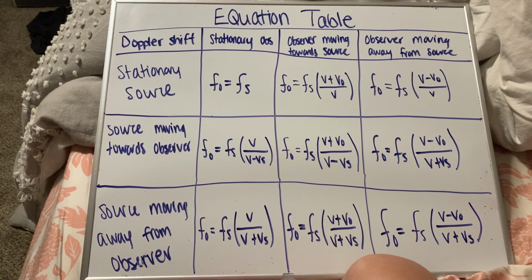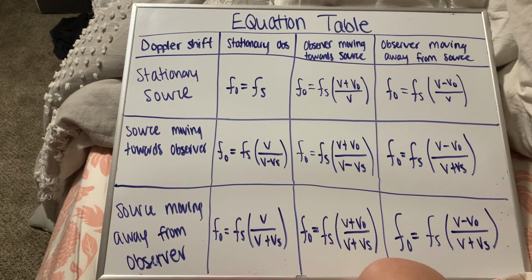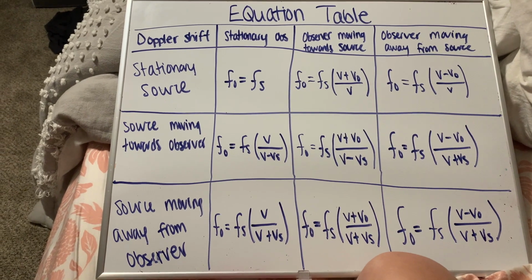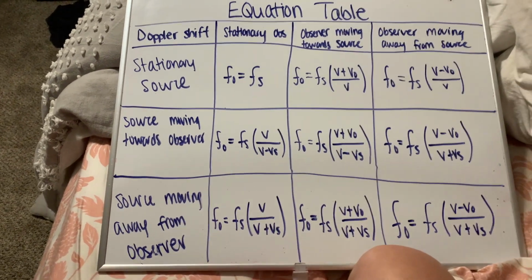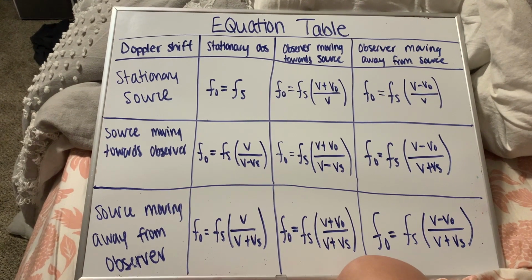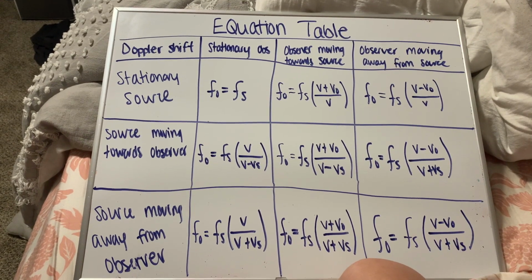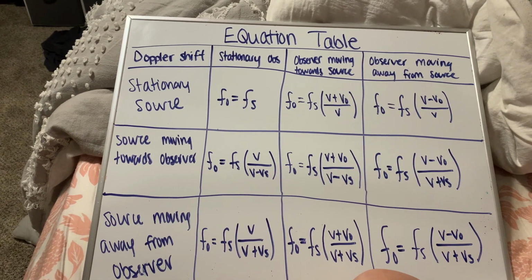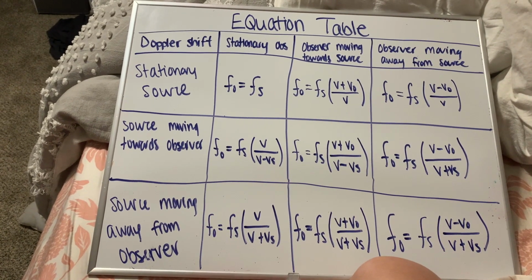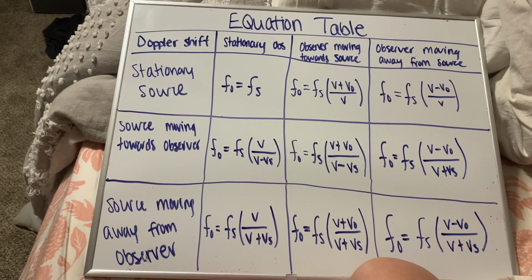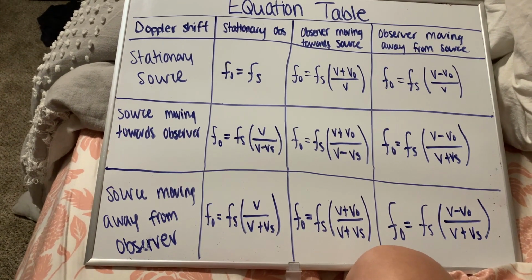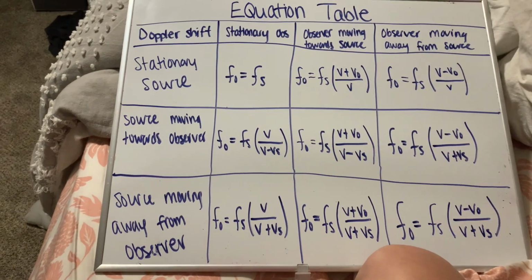Okay, last column. If the observer is moving away from the source and the source is stationary, then f_o equals f_s times (v minus v_o) over v. If the observer is moving away from the source and the source is moving towards the observer, then f_o equals f_s times (v minus v_o) over (v minus v_s). And lastly, if the observer is moving away from the source and the source is moving away from the observer, then f_o equals f_s times (v minus v_o) over (v plus v_s).